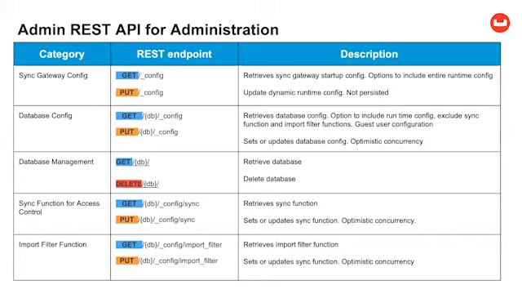We talked about the database configuration APIs. Just note that there are a lot of query parameters available that allow you to filter or exclude details around the sync function, import filter function, and so on. Database management: you have the option of retrieving the details of the database. You can also delete the database. We've talked about the APIs for configuring access control through the sync endpoint, and import filter through the import filter endpoint. Note that all PUT operations support optimistic concurrency, and you can specify that using the If-Match etag HTTP headers.